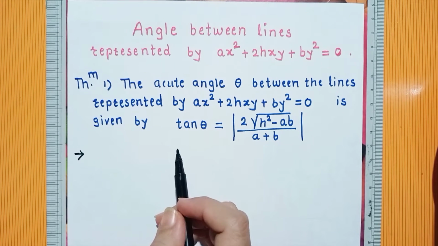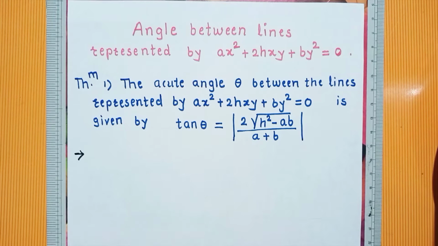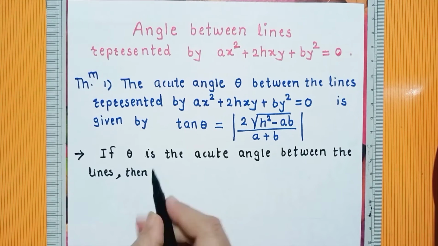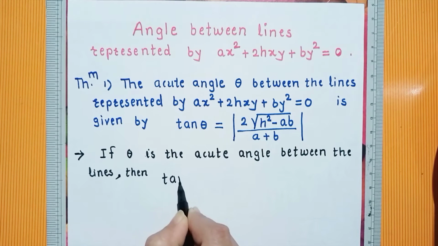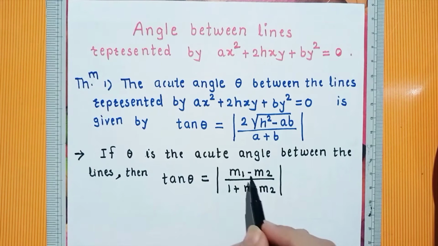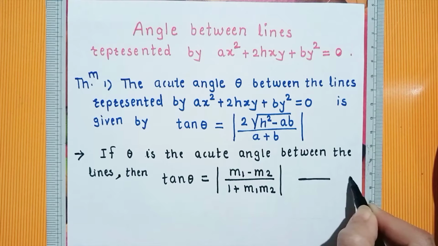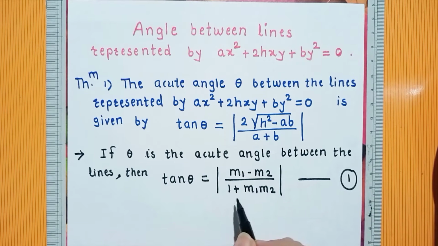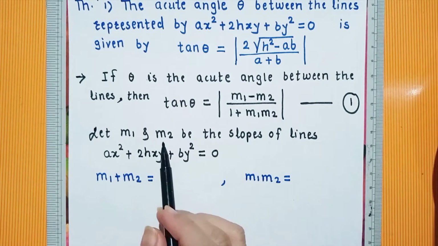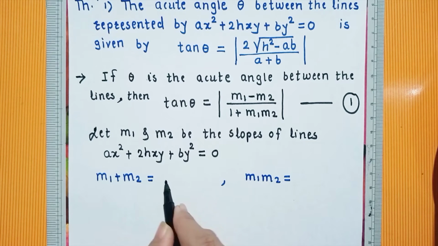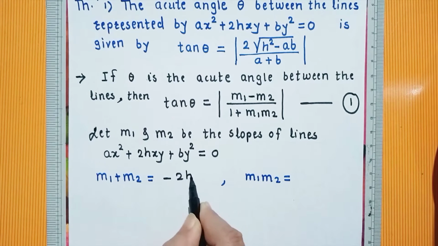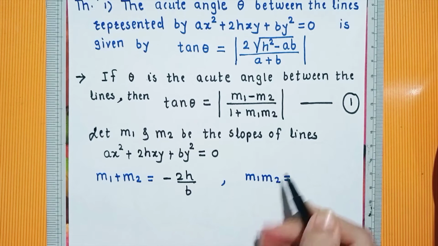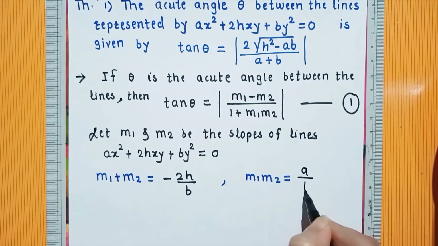In 11th standard, we have seen that if theta is the acute angle between the lines, then tan theta equal to mod of m1 minus m2 upon 1 plus m1 m2. Say this is equation number 1. If m1 and m2 are the slopes, then the sum is, we know, minus twice h upon b, and the product is a upon b.